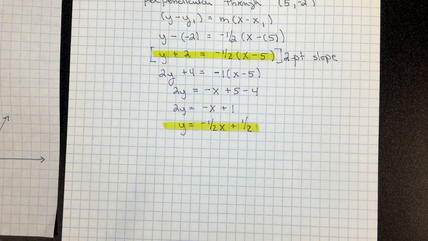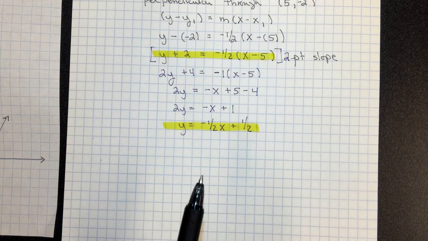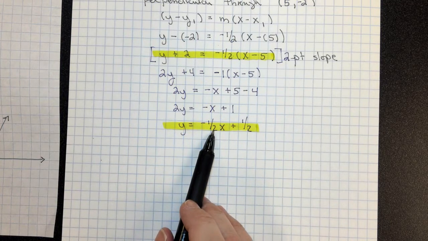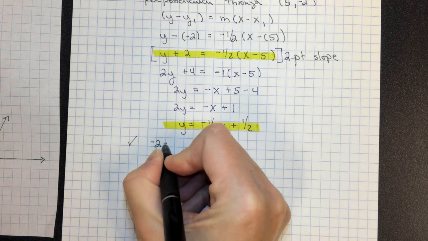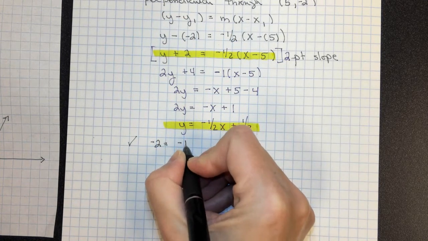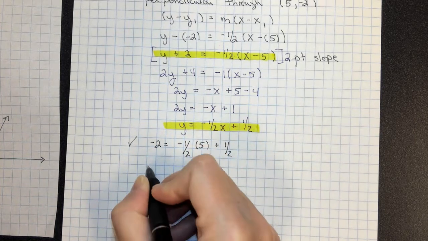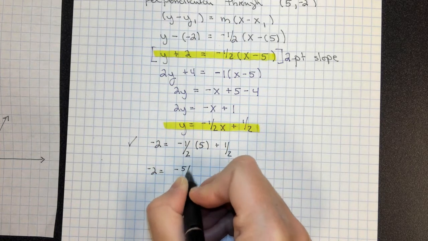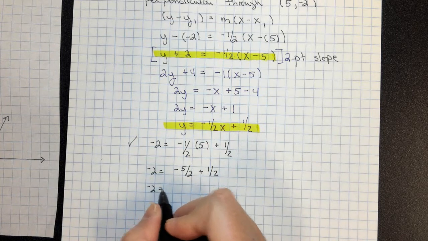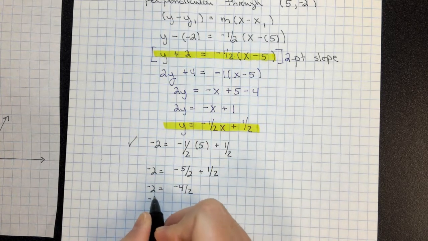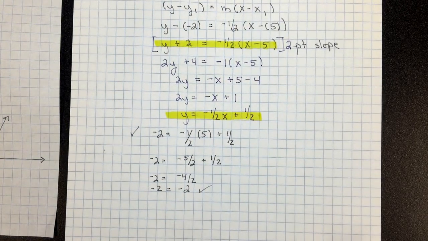So let's look at a few things. First, did you finish with the slope you started with? Yes? Good stuff. Double check the point works. So this is kind of the check of the problem. So I have negative 2 equals negative 1/2 times 5 plus 1/2. Negative 2 equals negative 5 over 2 plus 1 over 2. Negative 2 equals negative 4 over 2. And negative 2 equals negative 2. So it did come out exactly as I expected.